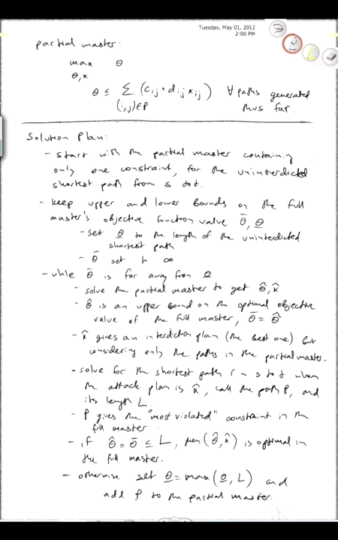So we're going to add this new path that we've generated. We're going to add it to the partial master. And next time we resolve the partial master, once we go back up to this loop, now this partial master is going to include an extra constraint from our previous iteration. So that's the basic idea behind Bender's decomposition for shortest path interdiction.